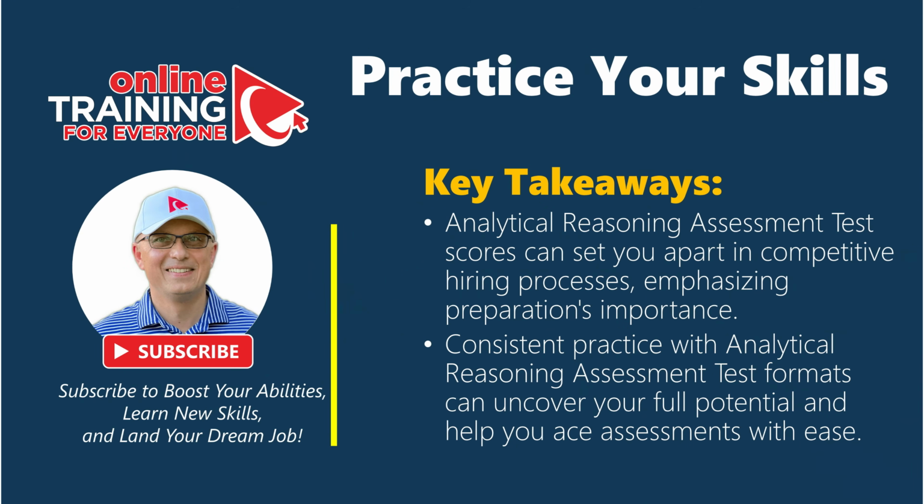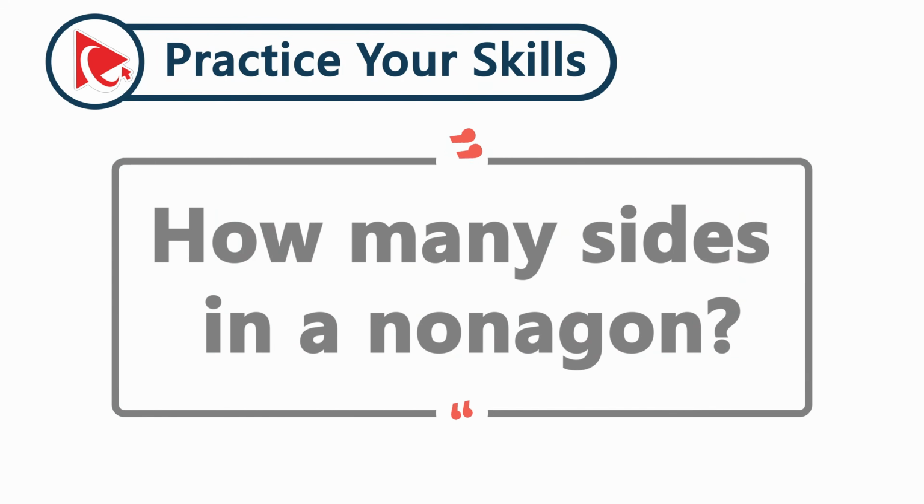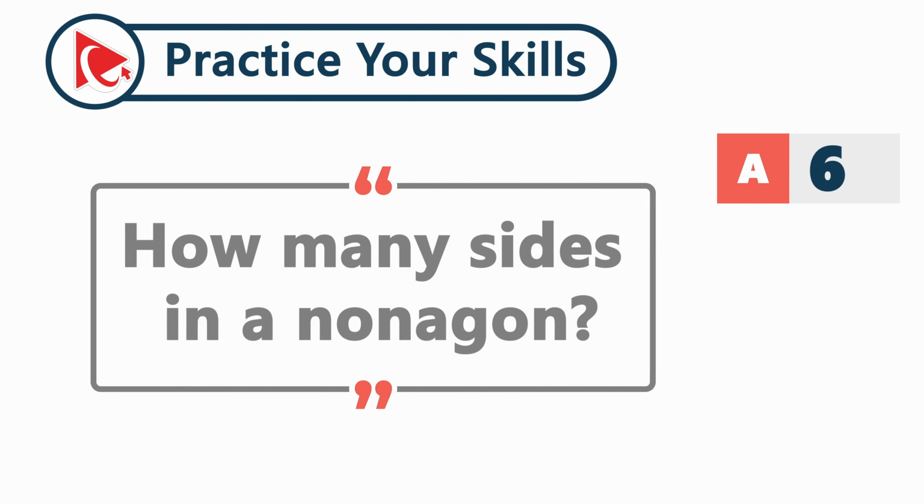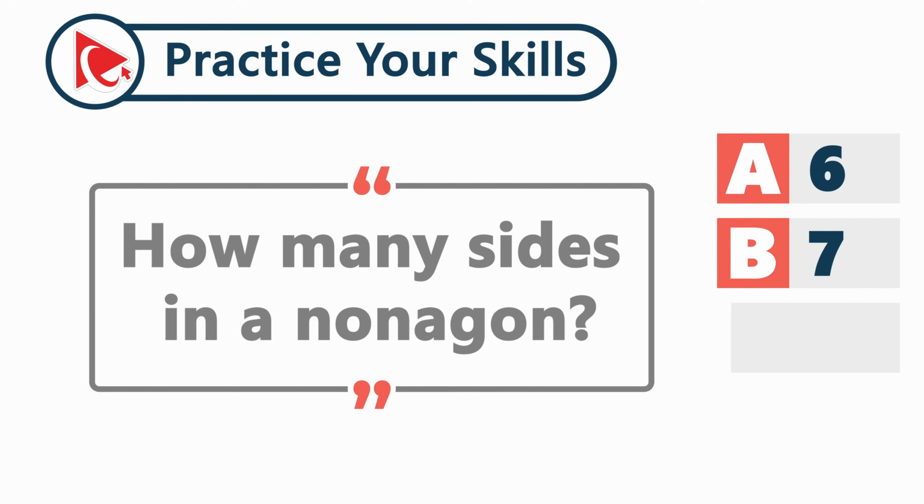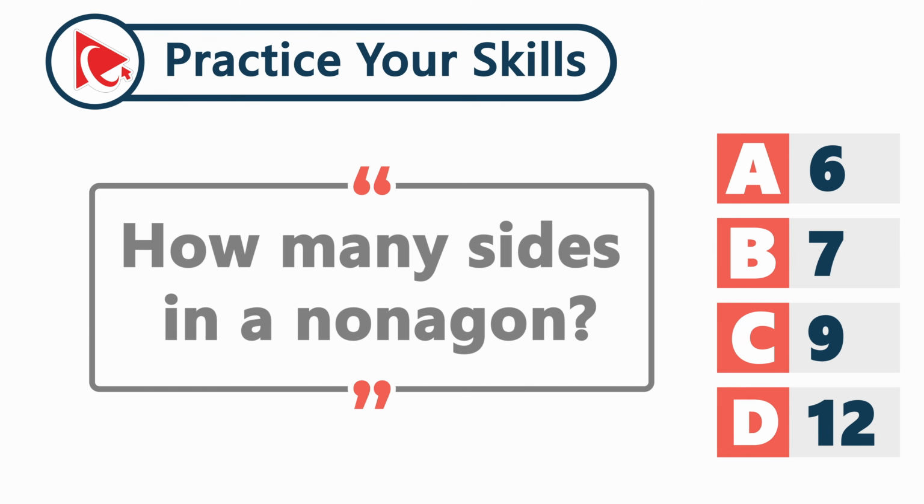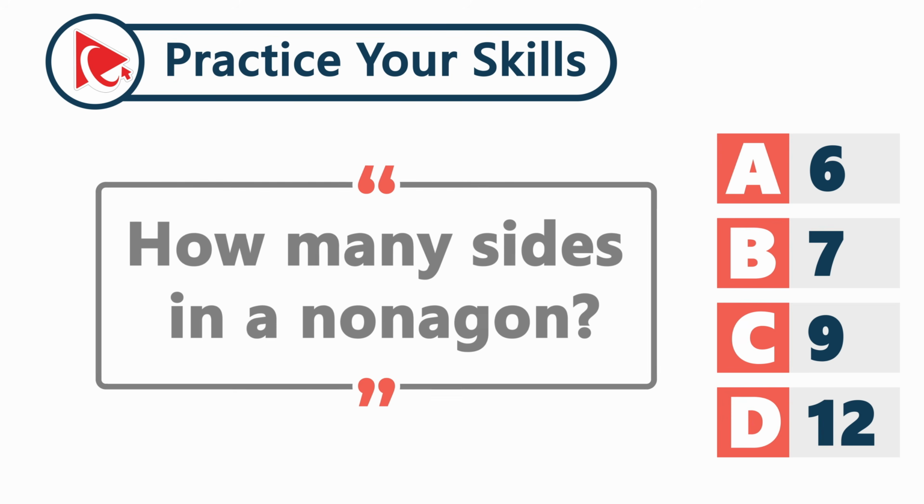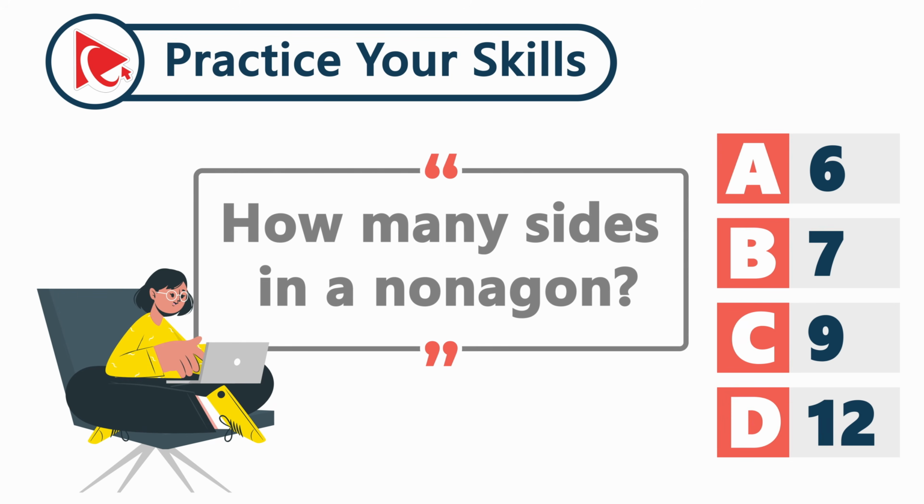Are you ready for more? Here's the question for you to practice your skills. How many sides in a nonagon. And the choices for the answers are choice A, 6, choice B, 7, choice C, 9, and choice D, 12. Once you've determined your answer, post it in comments and I'll give you my feedback. Good luck with this intriguing challenge.